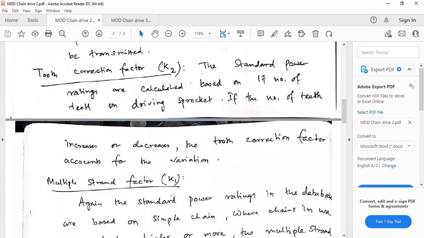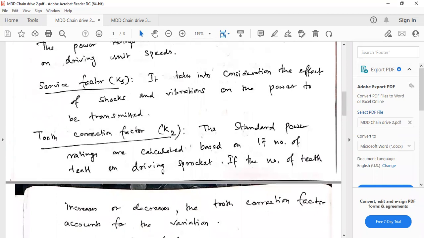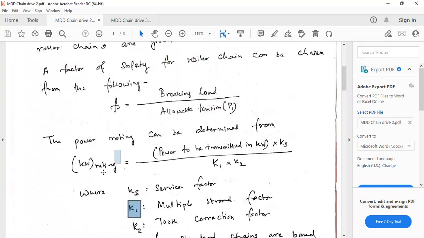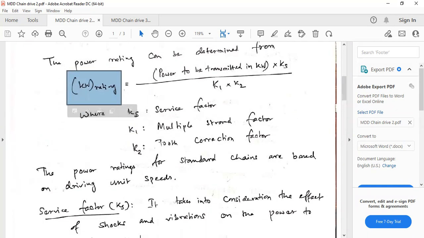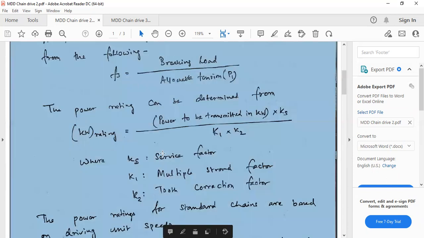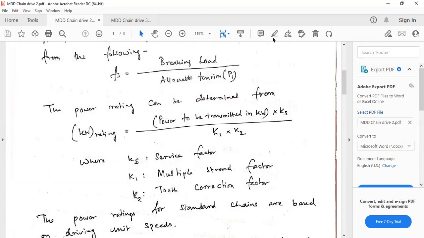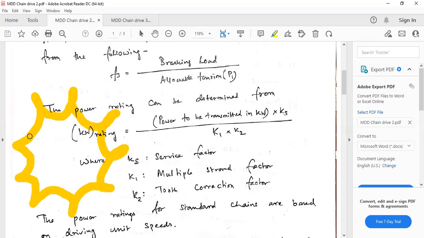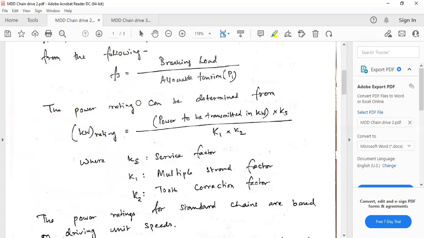Now here one thing, the power ratings. These power ratings are available in the data book, and they have been calculated by assuming that the driving sprocket, this is the sprocket, has 17 teeth. That means Z1 is 17. By taking Z1 as 17, the power ratings are calculated and are available in the book.